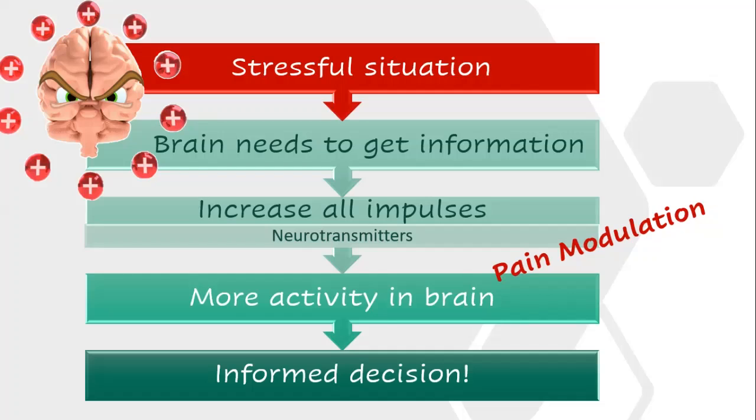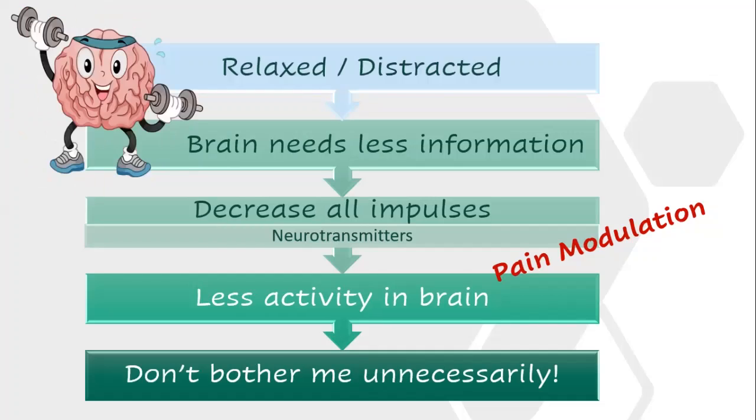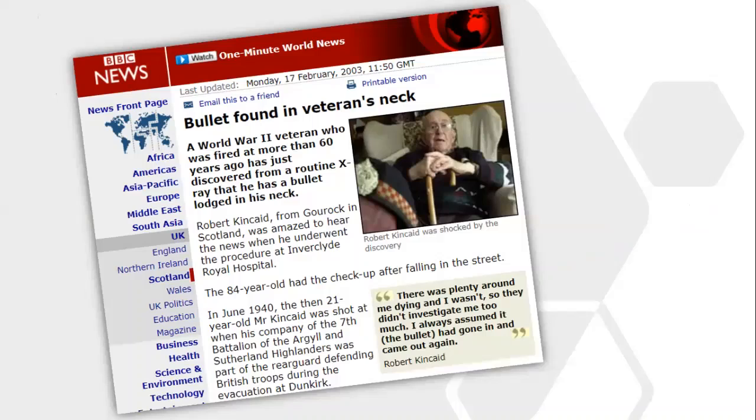Now let's look what will happen with a relaxed brain or a distracted brain. The brain no longer feels the need to be on the lookout for potential danger and no need to get so much information from the environment. So it decreases all impulses, including potential painful ones. There's less activity in the area processing pain, and the brain is actually saying, "Leave me alone, I'm enjoying myself." This is what happened with an 84-year-old war veteran.